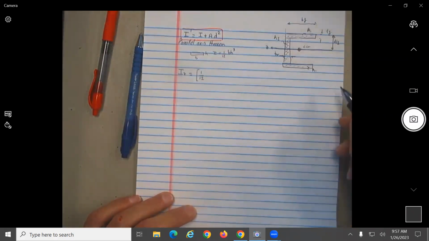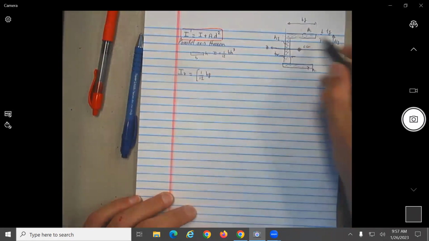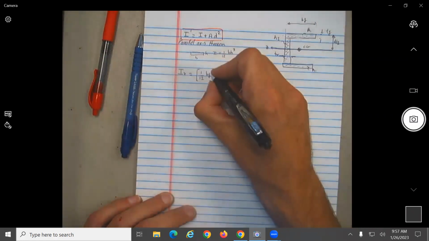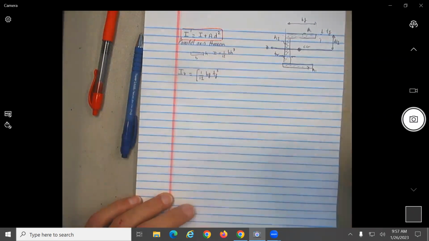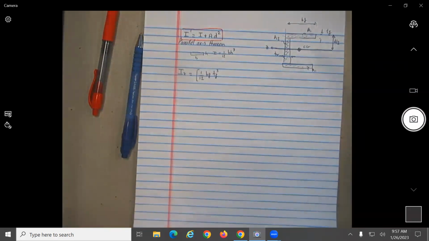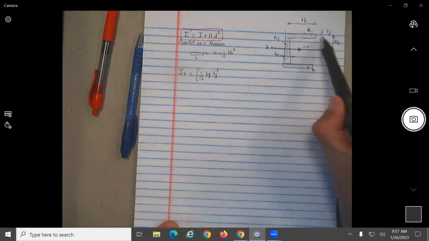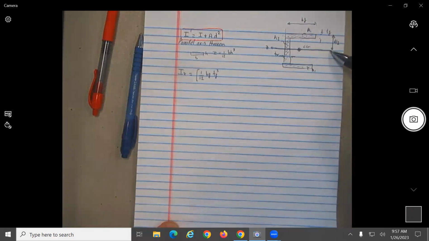What would be the base? I mean, but let's just use the letters. I think it's easier to understand. It would be BF times what? T sub F, flange, to the cube, no? But that is the moment of inertia about the own axis of the area. We don't want it about here. We want it about the z-axis, no?